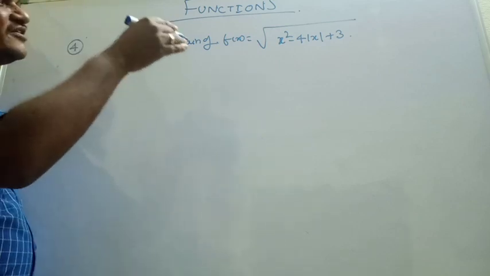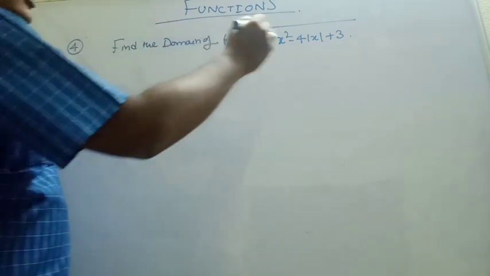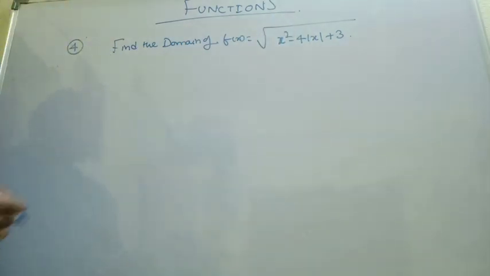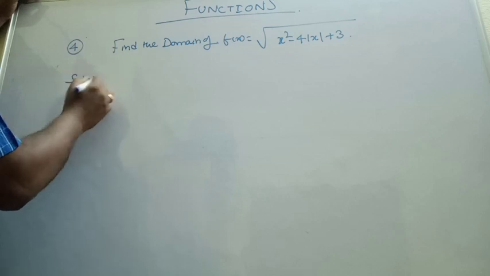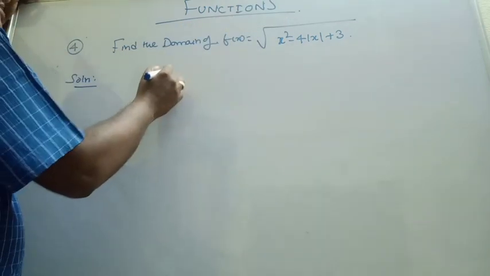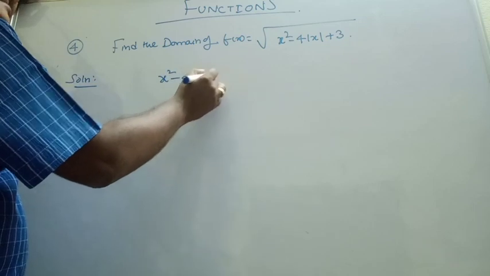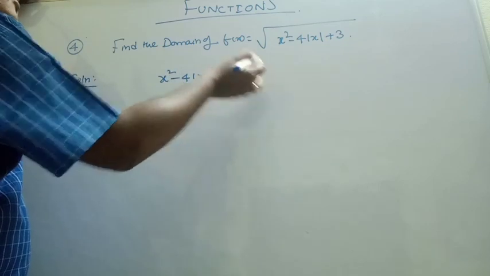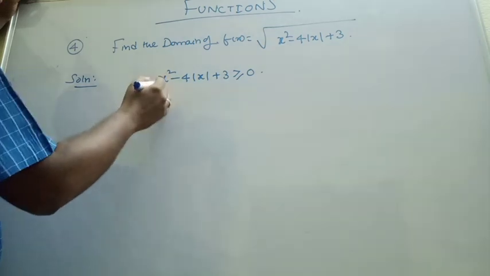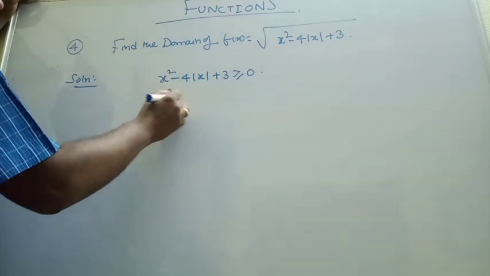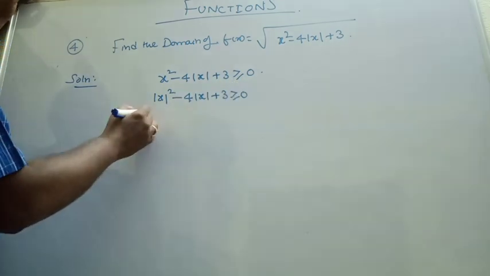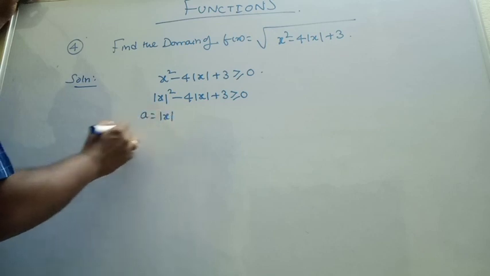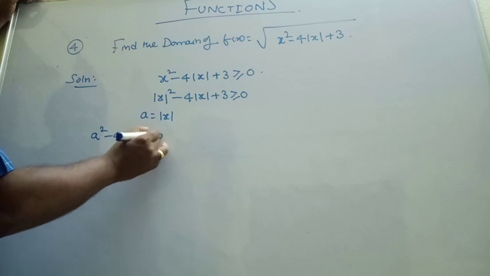Find the domain of f of x equal to square root of x square minus 4 times mod x plus 3. How are we going to do this problem? This is under the square root, therefore x square minus 4 times mod x plus 3 is greater than or equal to 0. We can write x square as mod x whole square minus 4 times mod x plus 3 greater than or equal to 0. If you take a equal to mod x, you have a square minus 4a plus 3 greater than or equal to 0.